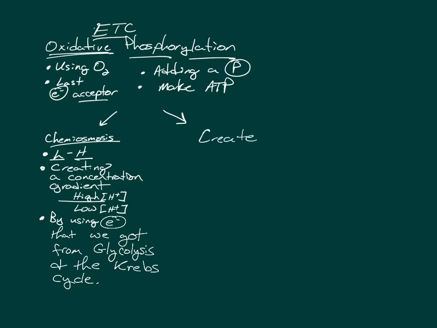The second part is we're going to create ATP, right? That's the whole purpose of the ETC. But we had to do all this first so that we can make this. We had to create the concentration gradient. That's the first step. That needed to happen before we could make ATP. We used an enzyme called ATP synthetase.